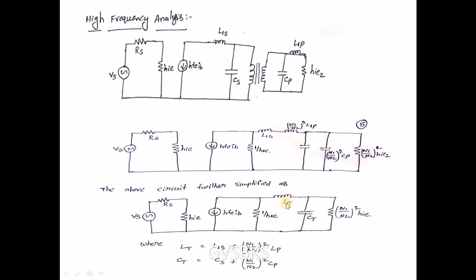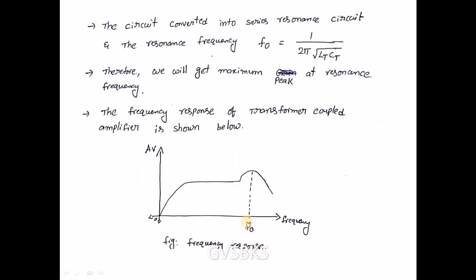Here LT is the total inductance and CT is the total capacitance of this circuit, where LT is the combination of L1S plus N1 by N2 whole square into LP. These two are in series combination, and CT is equal to CS plus N1 by N2 whole square into CP. These two capacitances are in parallel combination. That's why the equivalent capacitance or total capacitance was written like this.